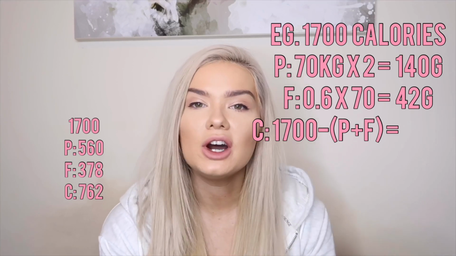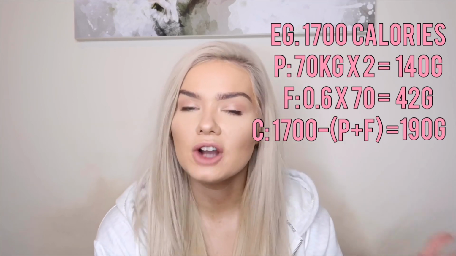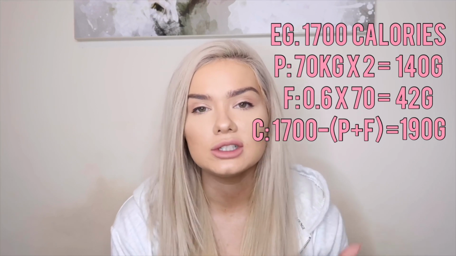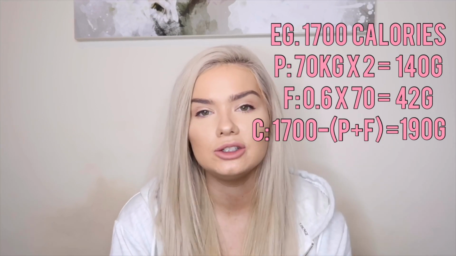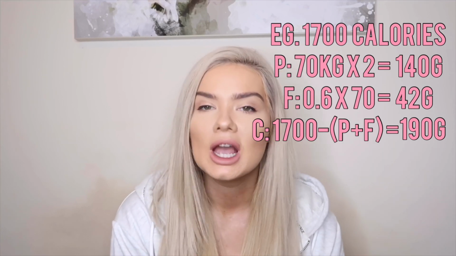So all you're going to do is divide that number by 4 calories per gram of carbs, and you've got 190 grams of carbs. And again, like I said, you can change carbs and fats around. So if you find that you're constantly going over your fats, but you're always under your carbs, you can swap them around a bit so your fats are a little bit higher and your carbs are a little bit lower, and vice versa. And if you find that you're still not losing weight on those calories that you've set yourself, drop them by another 100 or 200 and go again.